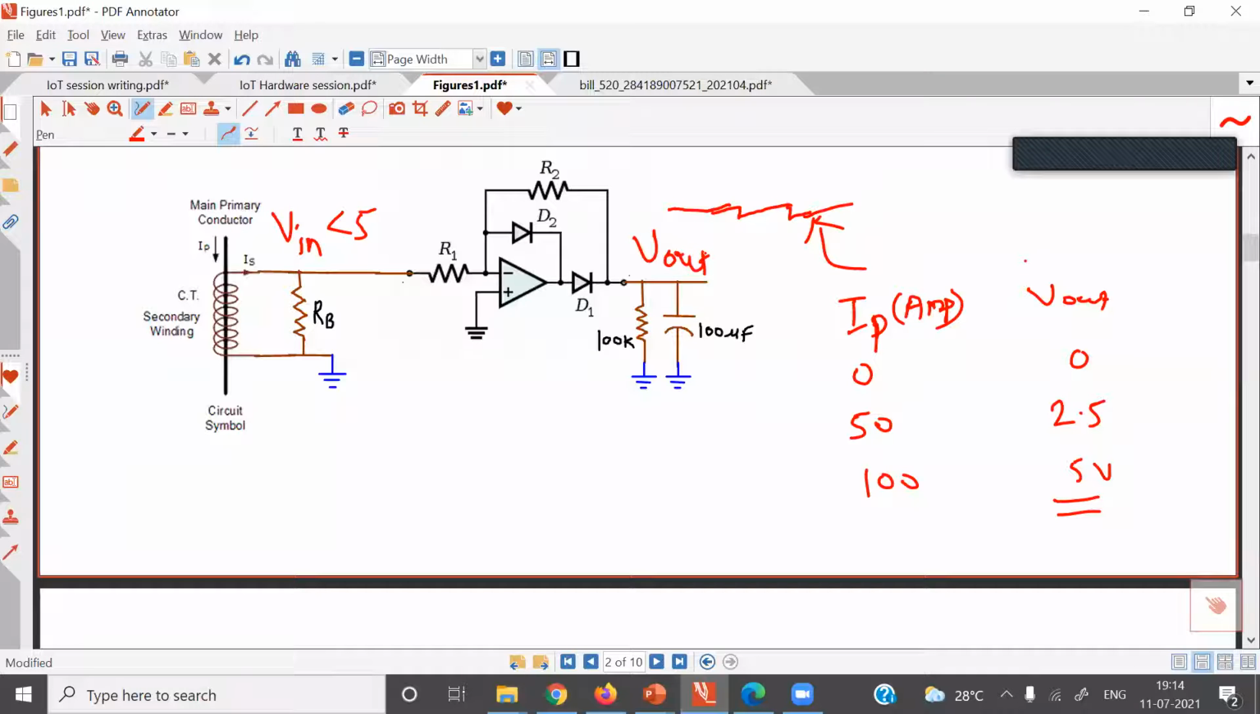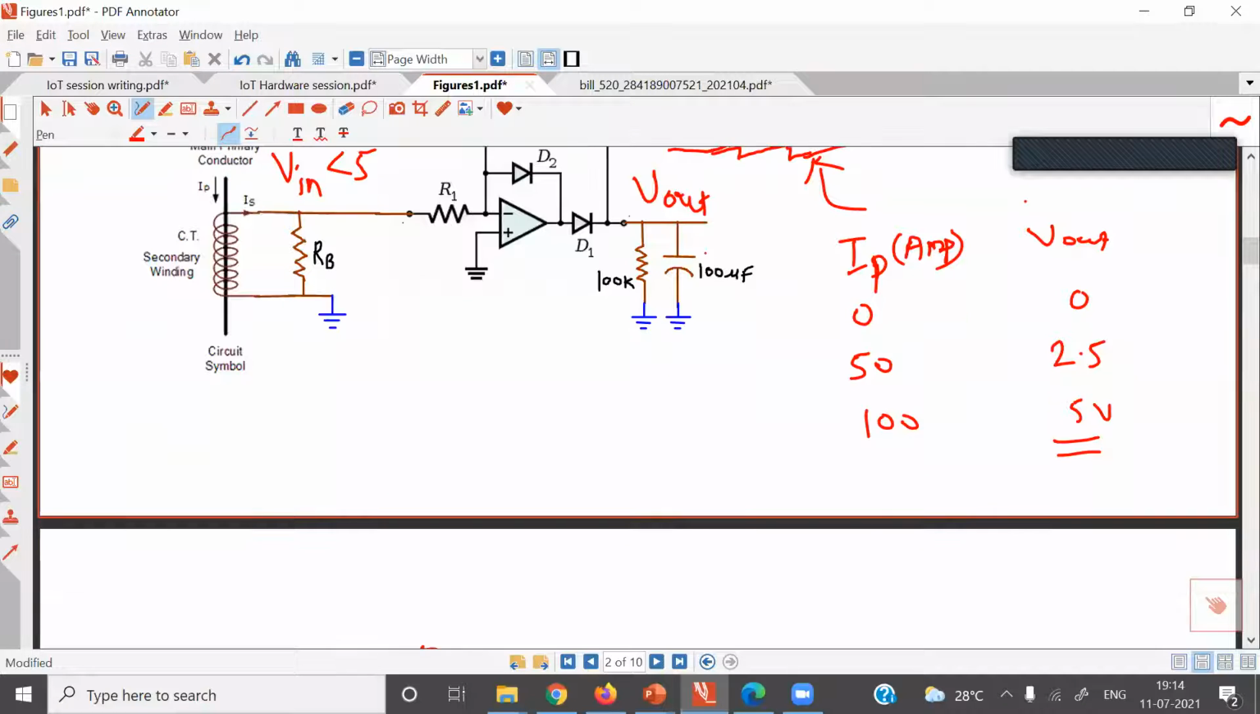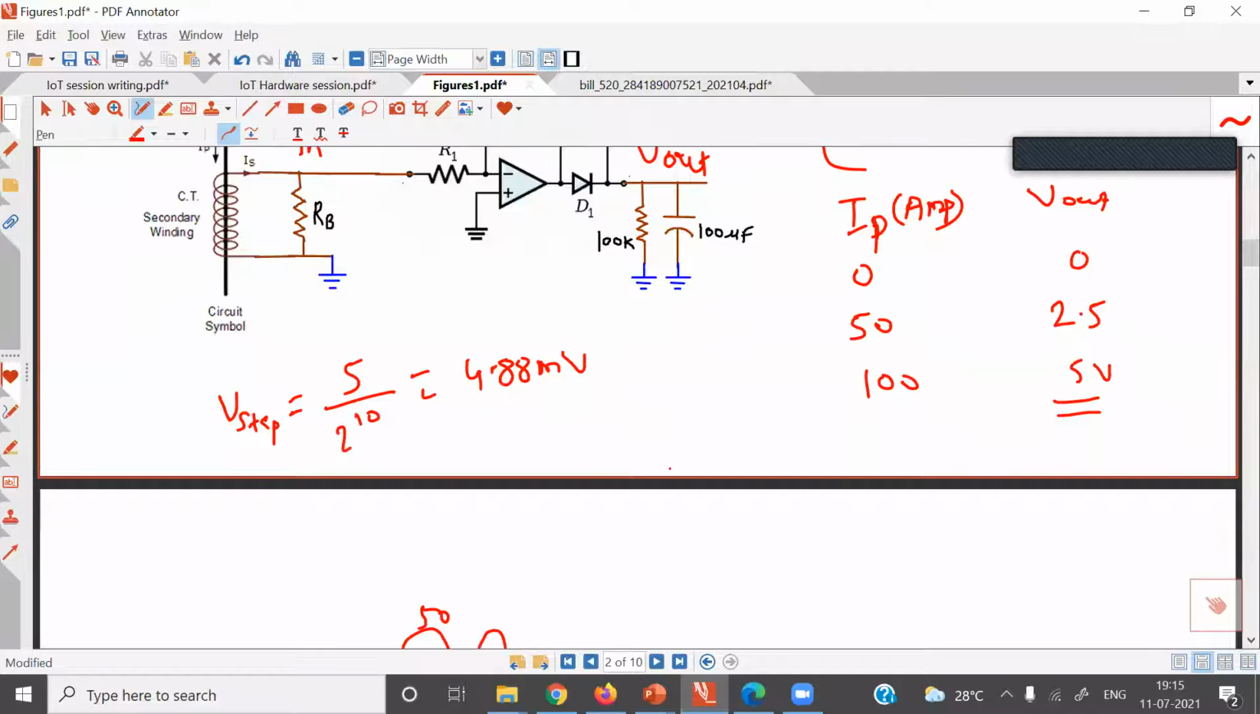With the help of a microcontroller, we can measure this analog voltage. If you measure this analog voltage with the help of a 10-bit ADC, then what is the resolution? For a 10-bit ADC, our voltage step size we already calculated. So V step size is 5 volt upon 2 raised to 10. 10 is the 10 bits in the ADC. So your step size is 4.88 millivolt when the positive reference voltage is 5 volt. This is for a positive reference voltage equal to 5 volt for the ADC. Now 5 volt upon 2 raised to 10 is 4.88 millivolt.